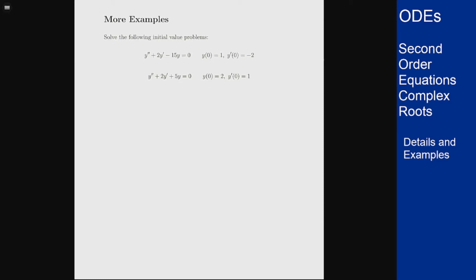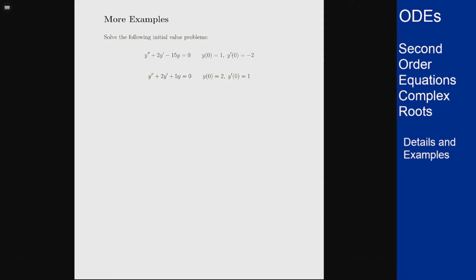In this video, we'll work out two examples of solving initial value problems. So we have two problems here, and we're going to work through both of them. For the first one, we have y double prime plus 2y prime minus 15y equals 0, with initial conditions at 0 being 1 and minus 2 respectively. Now, we can look to solve this.